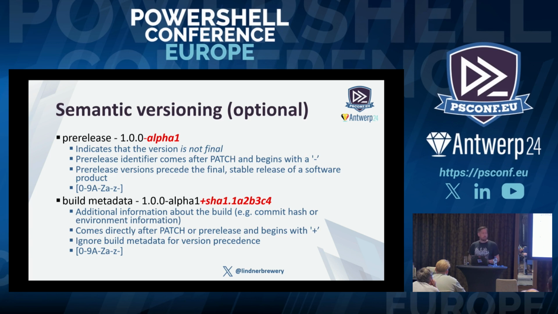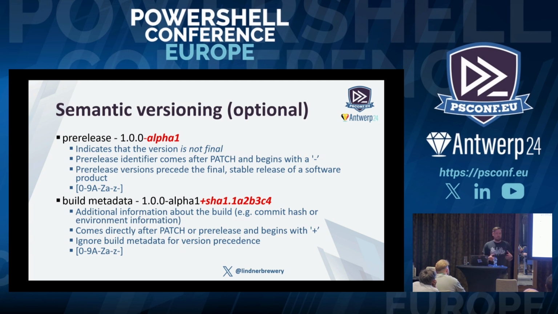Most well known is a pre-release tag. In this case, it's the alpha 1. That indicates that the version is not final. So if you put out a module with a pre-release tag, all the users will know this is not final. This may break, there might be bugs, but it can offer you the opportunity to test some scripts or modules. The pre-release identifier comes directly after patch and always begins with a hyphen or a minus.